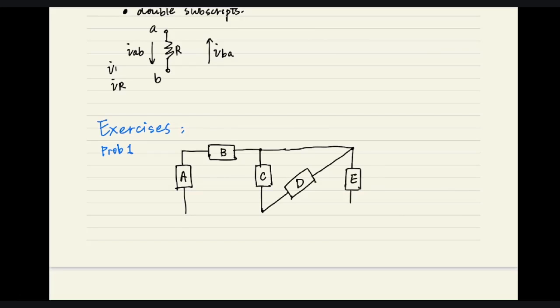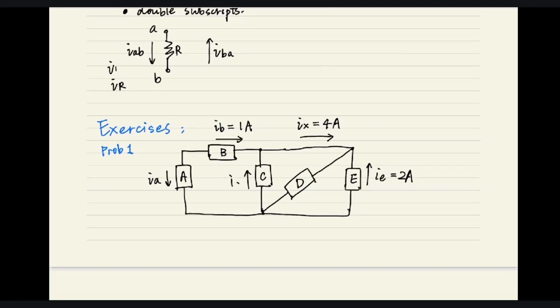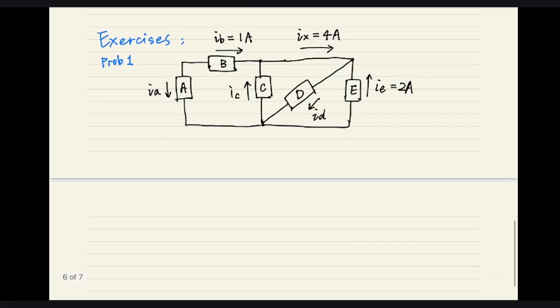So here is a figure from the textbook, but I changed the values. Let's give some reference directions. This is IA. This is IB, which has a known value, 1 ampere. And the current here is IX, which equals 4 amps. And here is IE, which equals 2 amps, is also known. Now please calculate the unknown currents. It may seem a bit complex at first sight, but as long as we apply KCL at each node, it will get solved properly.